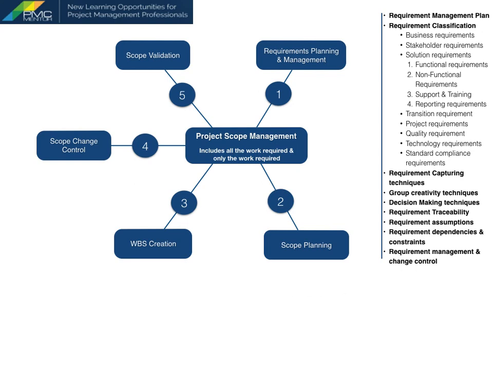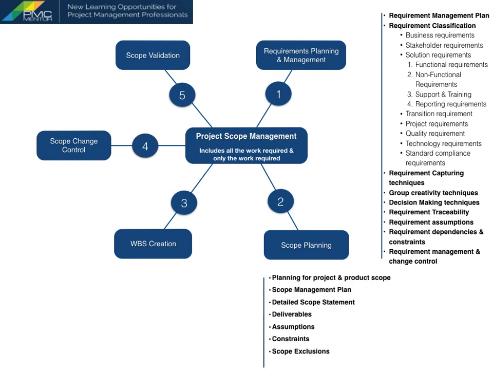Next key concept is scope planning, that is all about developing a scope management plan and a scope statement. A scope management plan describes how to guide for planning, managing and controlling the scope. A scope statement is a component of scope baseline. A scope statement describes the final set of requirements in sufficient details. Project, product or service deliverables are clearly identified in the scope statement. All assumptions, constraints and scope exclusions are also included in the scope statement.